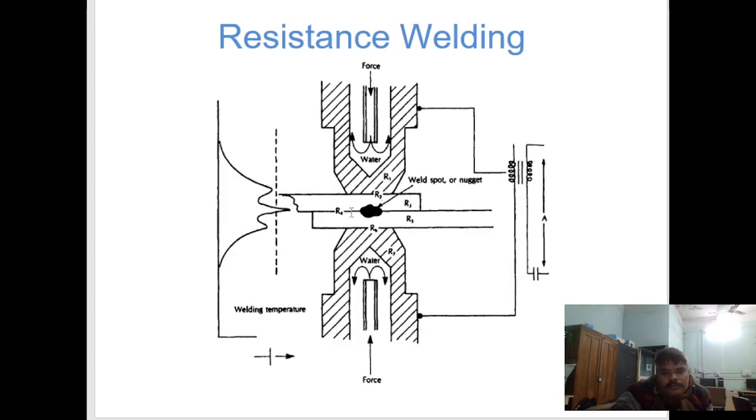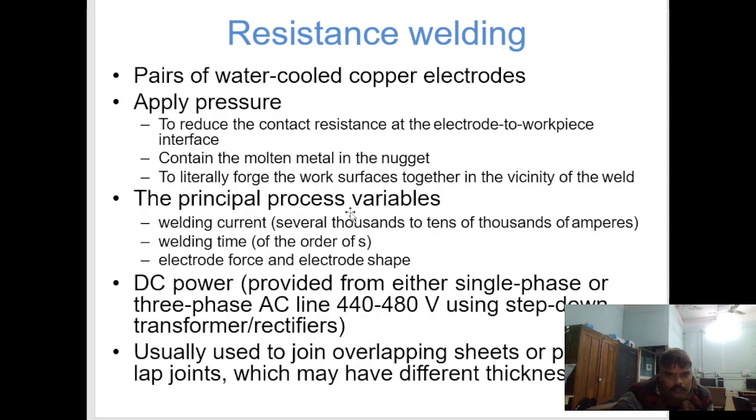Resistance welding: force. Pairs of water-cooled copper electrodes apply pressure to reduce the contact resistance at the electrode-to-workpiece interface. The pressure contains the molten metal in the nugget and forces the weld surfaces together in the vicinity of the weld.